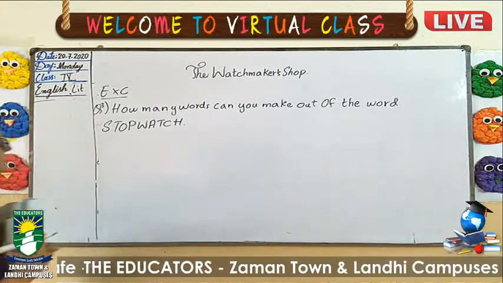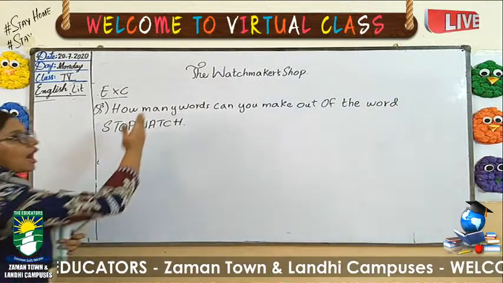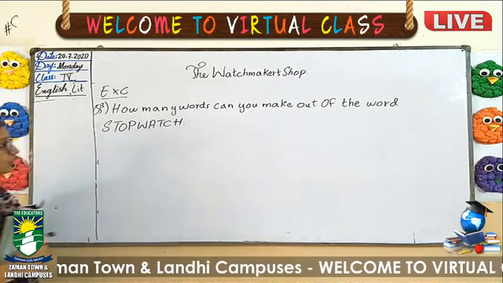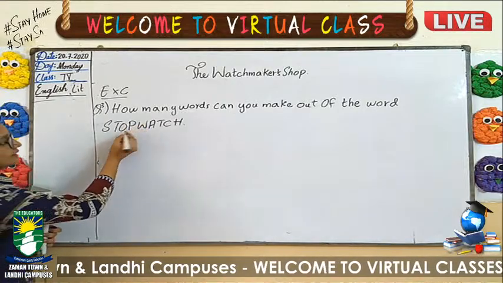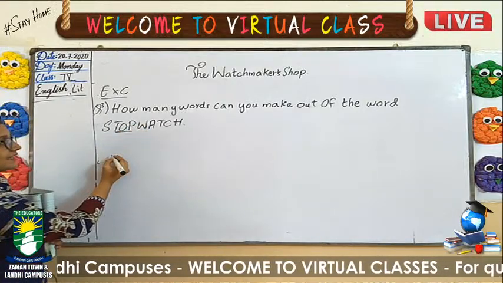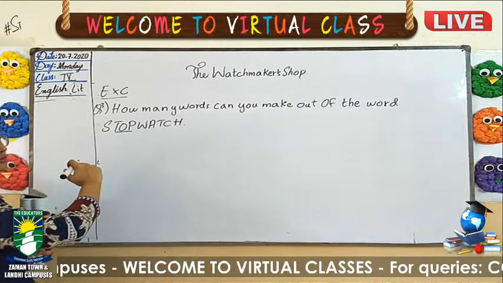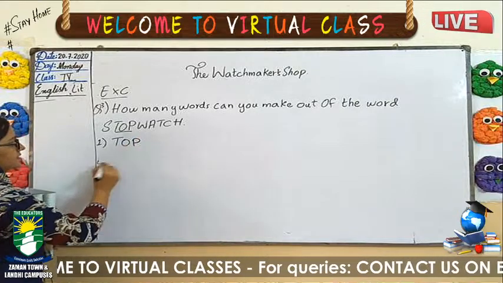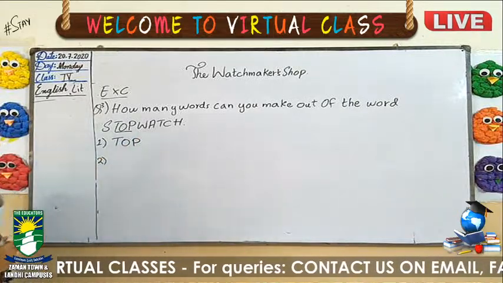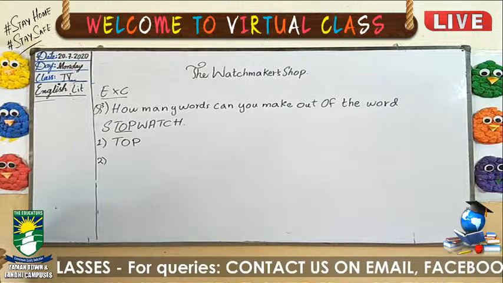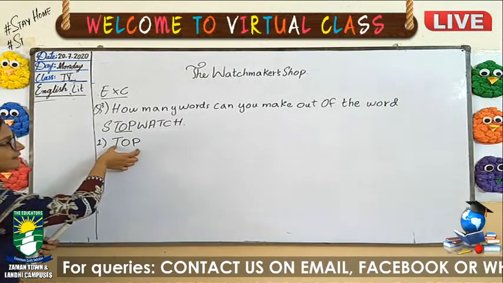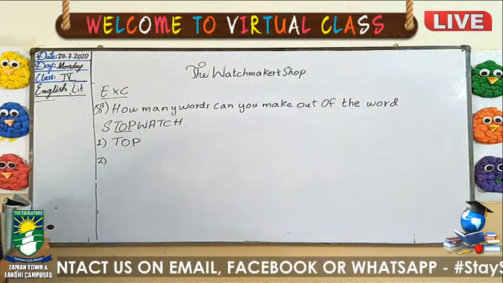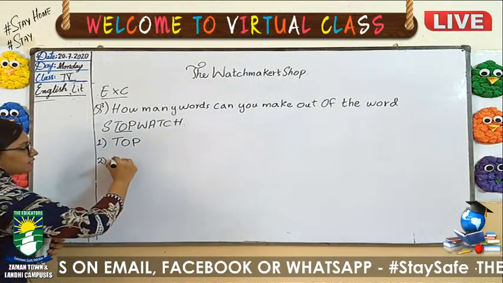Now for example, if the question says how many words can you make out of the word stopwatch, can you tell me, for example, top is a word that is possible. You can make the word, so you will write here top like this. Then the second one we can make, which word are we finding? Which one will be possible? Watch will be possible.